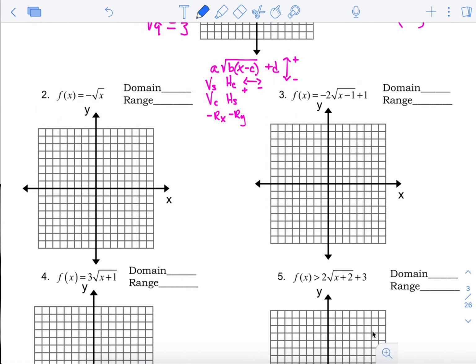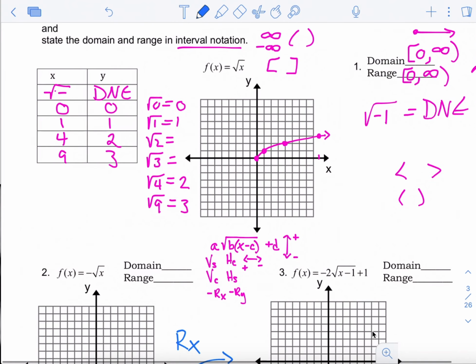All right, so problem 2, the only thing that I have is a negative out front. So that is a reflection over the x-axis. Basically, instead of my graph going this way, it's going to flip down and go this way. Okay, all my numbers are still going to be the same, but the y's are just going to be negative.